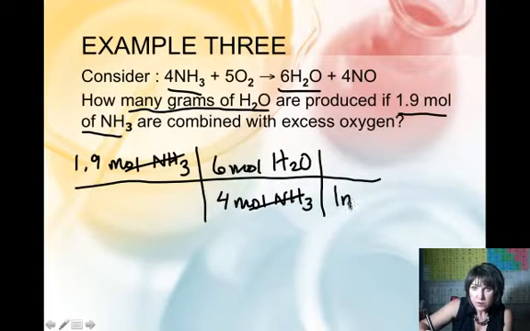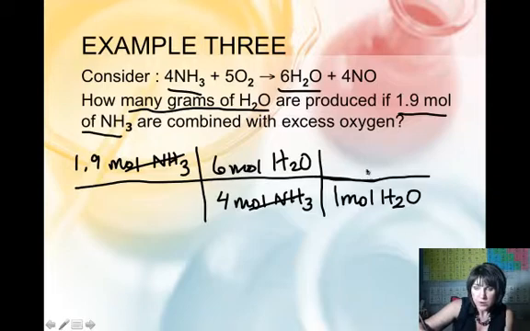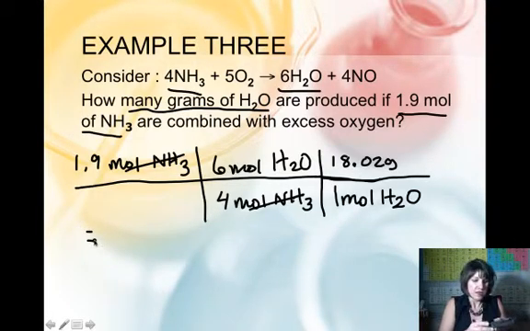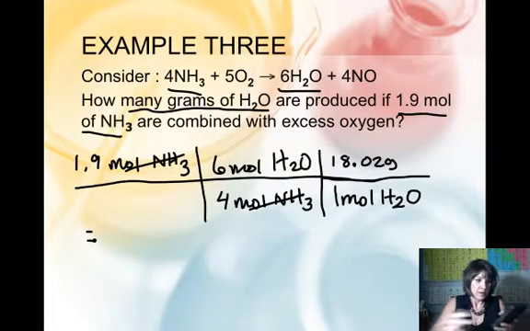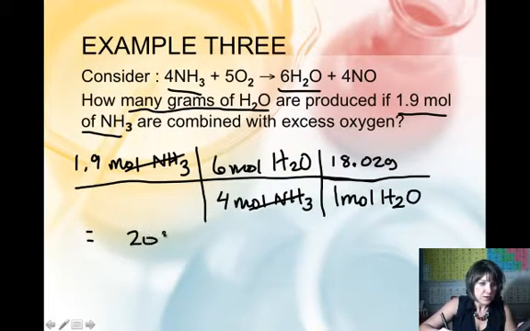I'm going to put 1 mole of water on the bottom, and how many grams are in 1 mole of water? You'll need your periodic table, or maybe by now you've memorized that hydrogen is 1 and oxygen is 16, so that's a total of 18 grams, 18.02 grams to be exact. So now let's do some math. You ready? Get your calculator handy. We're going to do 1.9 times 6 times 18.02. So on the top, I get 205.428. I'm not going to round until the end.